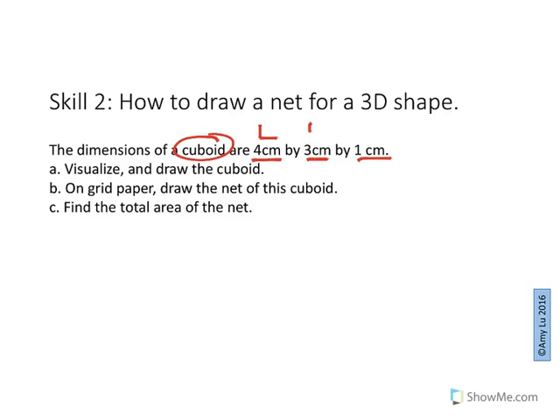And for this demonstration, I'm going to use length, height, and width. Now it doesn't really matter, because keep in mind, three-dimensional shapes can rotate as long as you have these 3 dimensions somewhere along the shape. Step 1 is to visualize, draw the cuboid. On grid paper, draw the net of this cuboid, and then 3C, find the total net area of this net. So I'm going to demonstrate how you do this on grid paper.